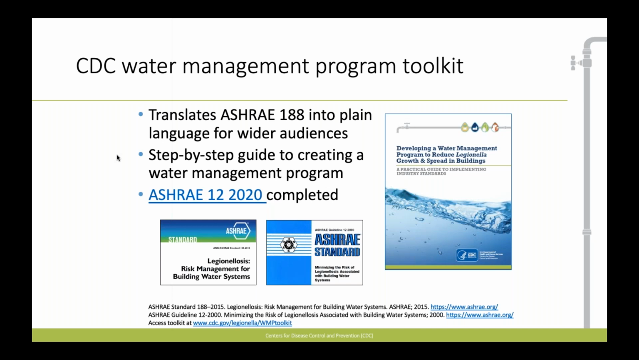I do also want to note that ASHRAE Guideline 12, 2020 was recently completed and published. This is a long time coming. It replaces a document that was previously published in 2000, and it includes some of the more practical implementation ideas of how to develop these water management programs and how many control points you should be looking at. It has some more information on potential testing for Legionella bacteria. We haven't quite implemented this into our water management toolkit, but that is something that we plan to do going forward. But I did just want to mention that there are more documents from the ASHRAE organization out there besides simply the ASHRAE 188 standard.